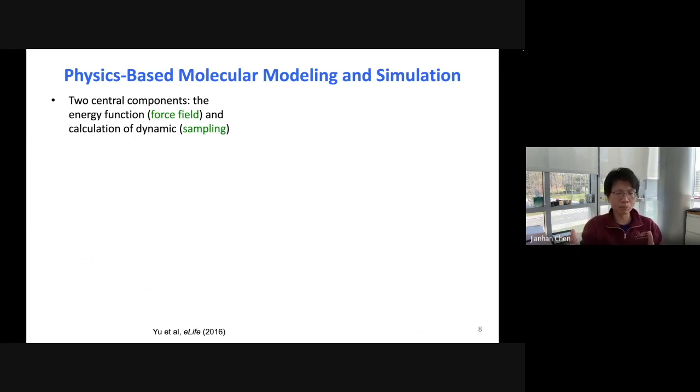And then the other component in molecular modeling and simulation is referred to as sampling, right? There's a calculation of the dynamic trajectory. We need to be able to sample all the different ways that this chemical system or molecule can organize itself. So these are really the two key components.